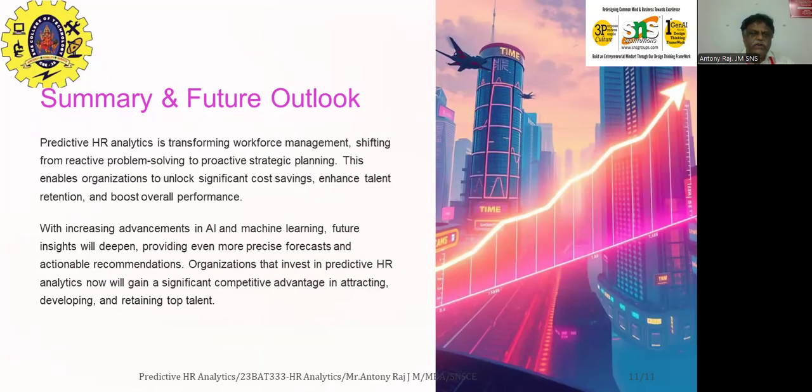And the future for predictive analytics looks very exciting because it leads to significant cost savings and also is going to improve retention and overall performance. And today, with AI and machine learning coming in very strongly, these HR predictive models are becoming more and more accurate, and offering a very significant competitive advantage for the organization.